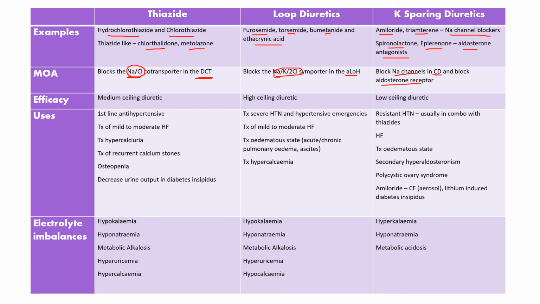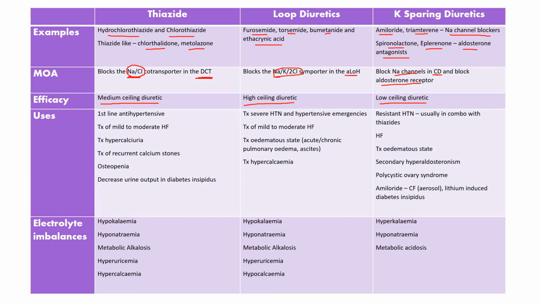Okay. So in terms of efficacy, the most potent ones are the loop diuretics. They are the high ceiling diuretics. And then followed by our thiazides, the medium ceiling diuretics. And then our potassium-sparing diuretics.